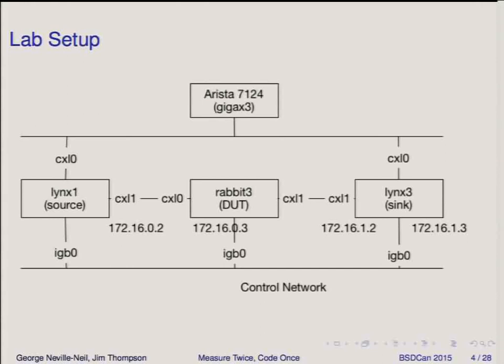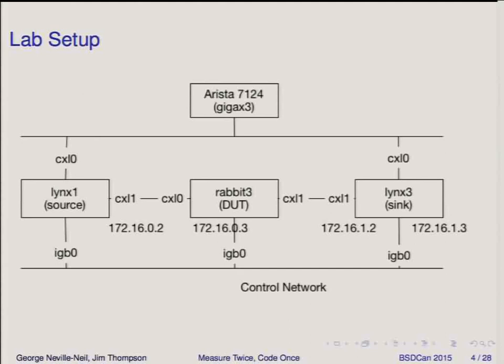You've got a source. You can ignore the names, or you could find them on the wiki page, by the way. All this is documented on the external wiki for FreeBSD. I've got a source, a sink, a bunch of 10 gig cards from this company, Chelsio, whose developer is there, and he's very helpful. And then we've got a control network where we're using the Intel 1 gigs to just talk to the things.